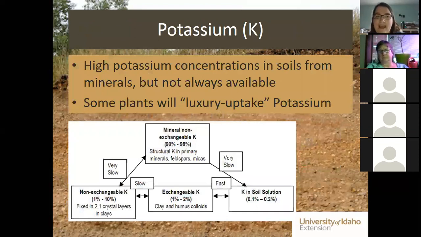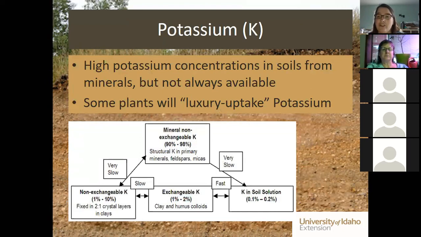So next up is potassium. We have really, really high potassium concentrations in almost every soil sample I've seen from this area. So our soils tend to be really high in it. It's not always available. Some plants will luxury uptake potassium. So there's a certain level they need, but if there's extra there, they'll go ahead and take it up.